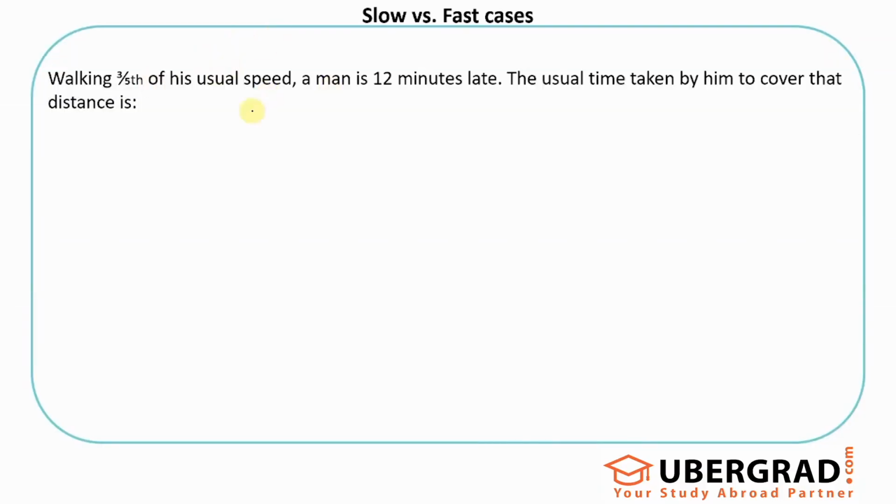Basically, the question would give you a usual situation, and the person is going slower or faster: a slow case and a fast case. Apply the speed, time, distance concept and you'll get the answer. All you need to do is take case 1 and case 2. What is it saying? It's saying walking at 3/5 of his usual speed, a man is 12 minutes late. Because he's going at a slower speed than the normal speed, he's late by 12 minutes than the normal time.